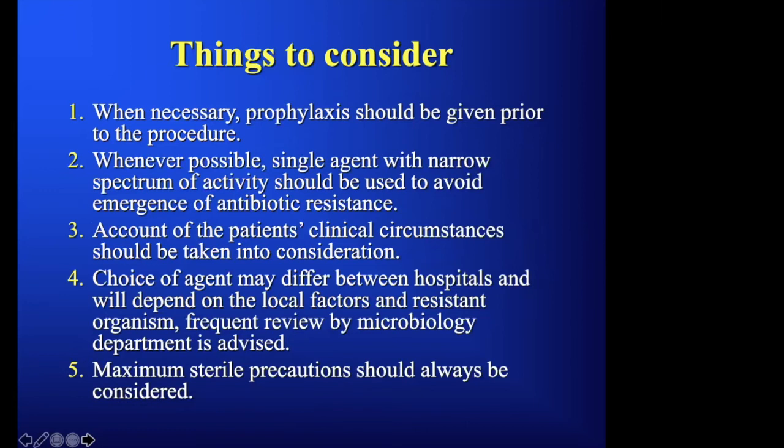to consider antibiotic prophylaxis. So the things you need to consider: first, when necessary, prophylaxis should be given prior to the procedure and not after the procedure, because it wouldn't be covering anything. Whenever possible, a single agent with a narrow spectrum of activity should be used to avoid emergence of antibacterial resistance. Third, account of the patient's clinical circumstances should be taken into consideration, whether they are in the high-risk group or non-risk. The choice of an agent may also differ between hospitals and will depend on local factors, such as availability of those medications, the resistant organisms, and frequent review by the microbiology department.